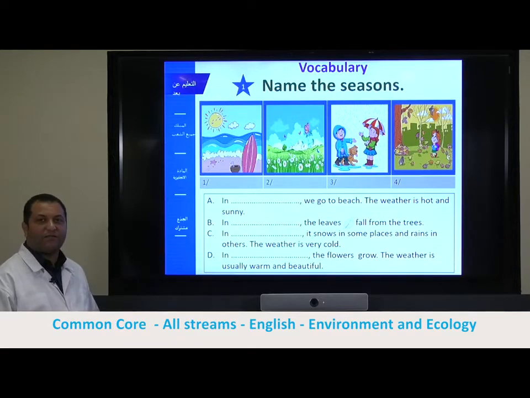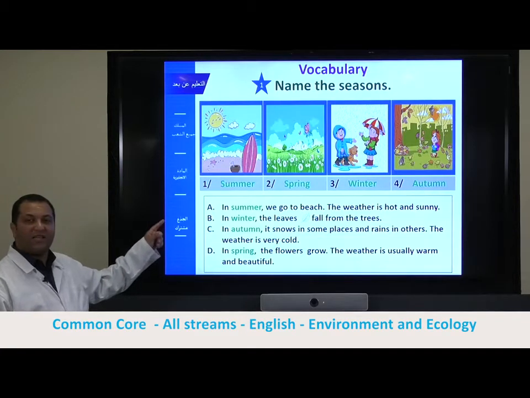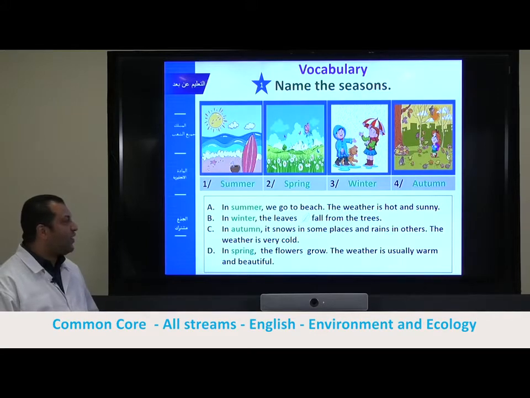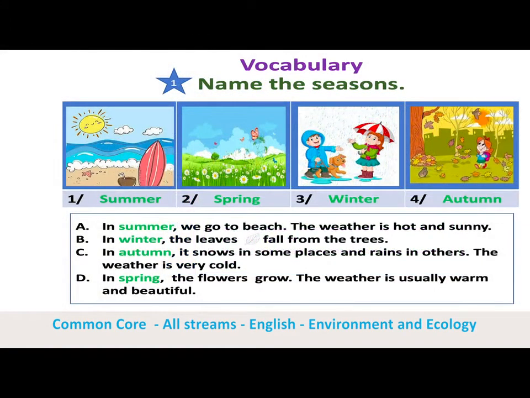Let's correct. Number 1 is summer. In summer, we go to the beach. The weather is hot and sunny. Number B is winter. In winter, the leaves fall from the trees.